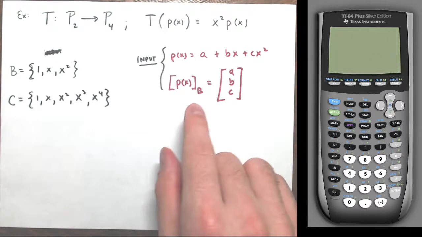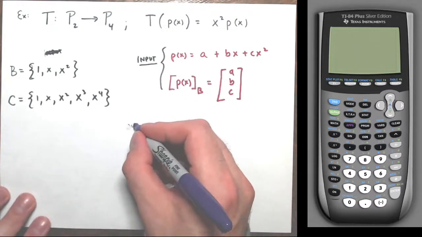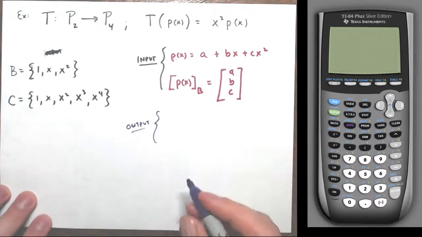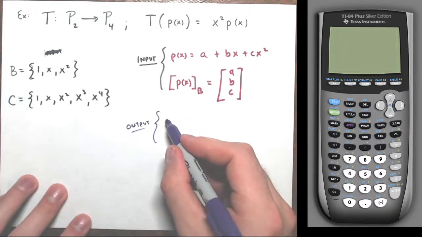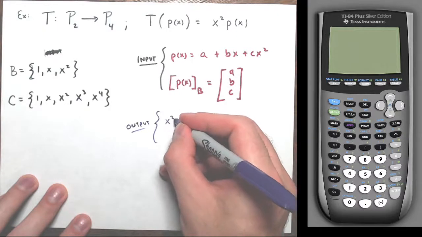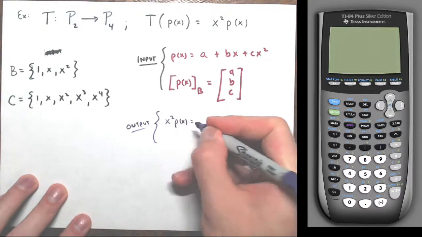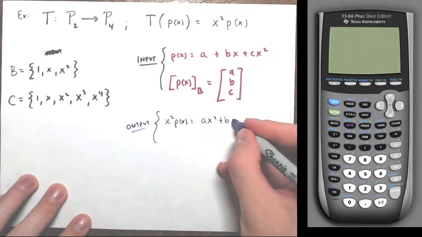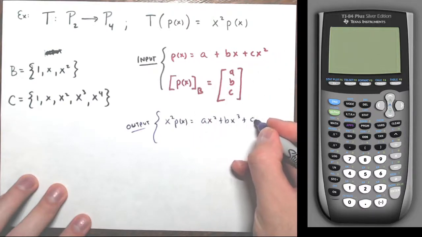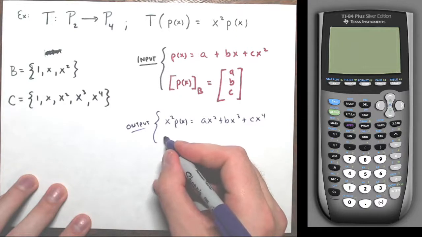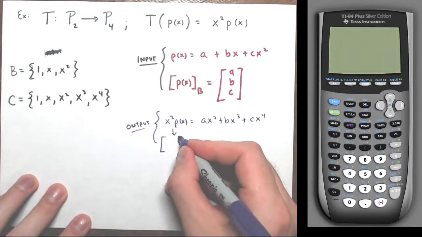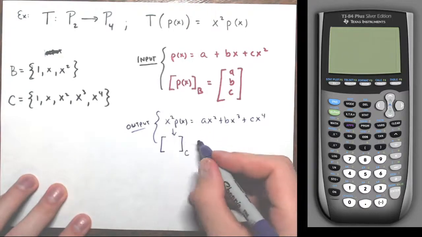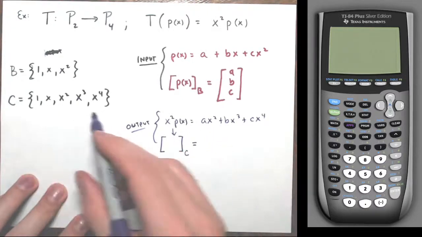All right, and then for the output, again, I'm going to change my output to coordinate vectors as well. The output was just x squared times P of x. That would be ax squared plus bx cubed plus cx to the fourth, multiplying all these by x squared. And we're writing this in terms of C. We're writing the coordinate vector of this output with respect to basis C.